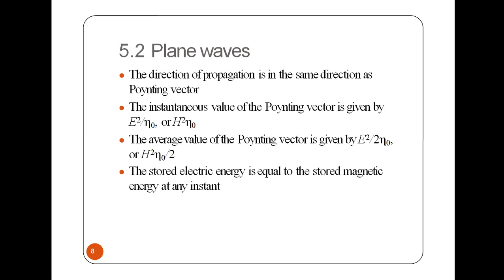The next one is that the direction of propagation is in the same direction as the Poynting vector. The instantaneous value of the Poynting vector is given by E squared by eta 0, or H squared times eta 0. The average value of the Poynting vector is given by E squared by 2 eta 0, or H squared times eta 0 by 2. The stored electric energy is equal to the stored magnetic energy at any instant.